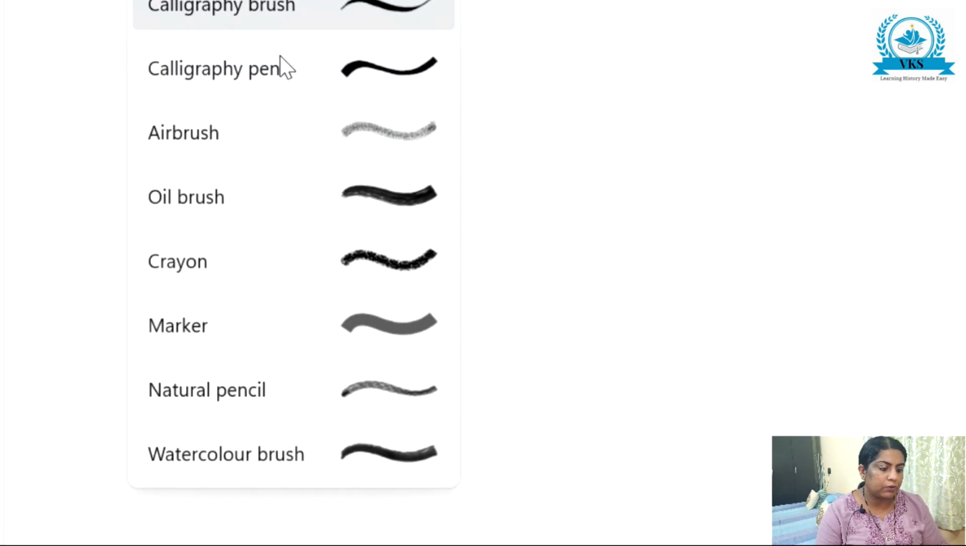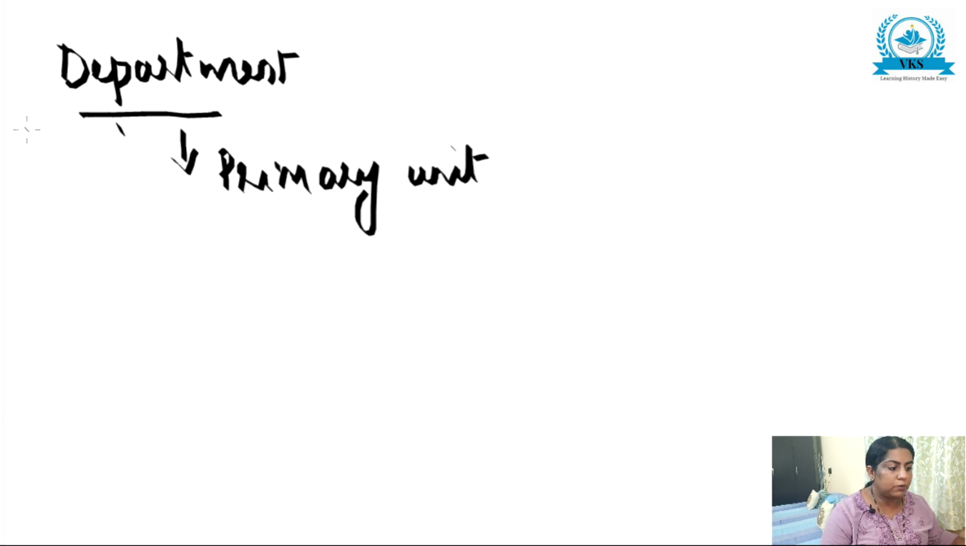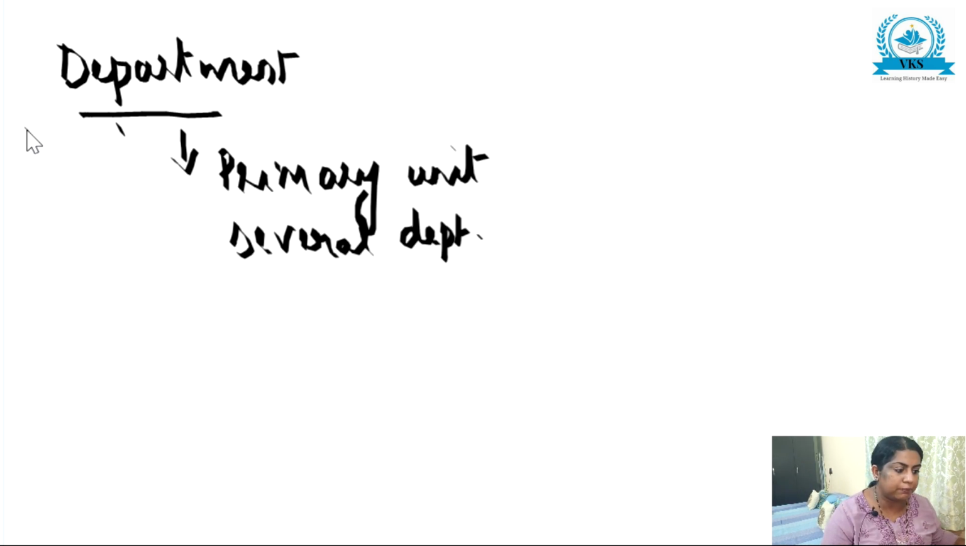Now let us see each one by one. First let us see about department. Regarding a department, this is the primary unit of the ministry. A single ministry has several departments. For one single ministry, there are several departments.